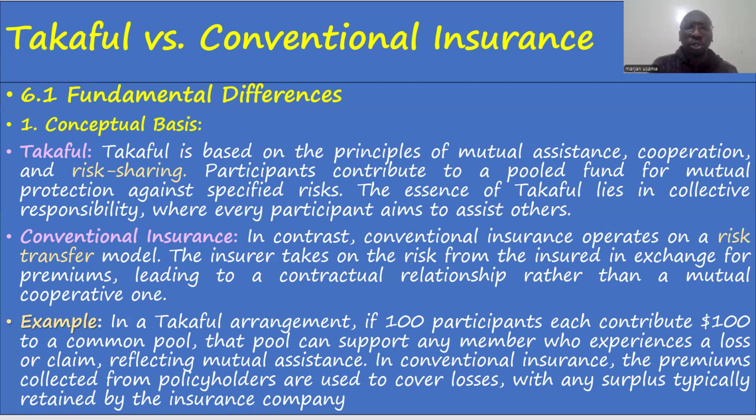But when you go to the conventional insurance, in contrast, conventional insurance operates on a risk transfer model. For example, if you have the insurance company and the insured party, the insured party will be paying premiums. And if the insured party gets an accident, then everything is transferred to the insurance company. The insurance company has to pay everything. And on the flip side, if the insured party pays premiums every month and they don't get an accident, what will happen? So that is the first key difference. Here we have risk sharing and there we have risk transfer.